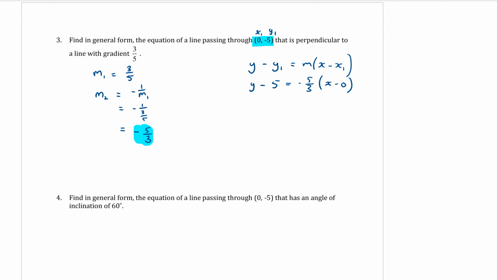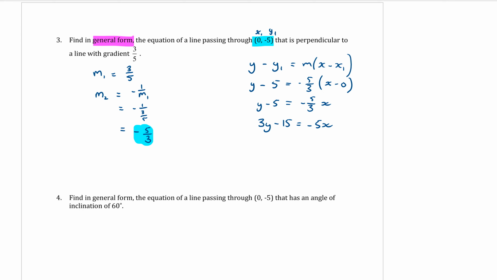If I was trying to get gradient form, all I would need to do is move the plus 5 across to the other side. But the question did ask me for the general form of the equation, which means I want x, y, constant equals 0. So I want my x term over here not to have any fraction in it, so I need to times that 3 away, and I'll also need to make it positive. But timesing the 3 first. Across the other side, that's going to make 3y plus 15 equals minus 5x, because I've timesed the 3 away.